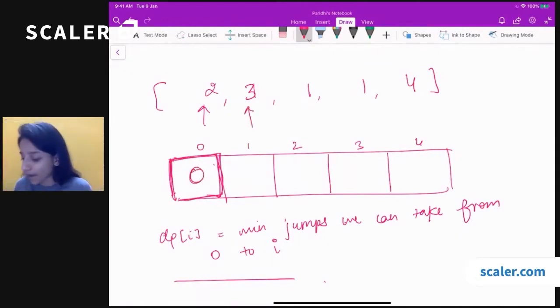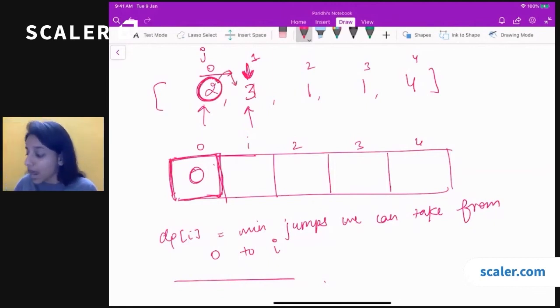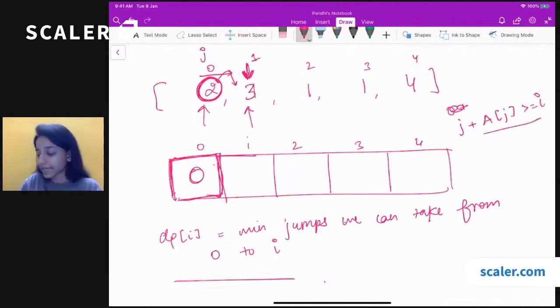Now if I am at index 1, to calculate the number of jumps to reach index 1, let's name the indices 0, 1, 2, 3, 4. If I want to go to index 1, then I have to start from 0 till i minus 1. Let's start j from here. I will check whether from this position I can go to this position or not. How to check that? We will check whether j plus A of j is greater than or equal to i. If so, we can move from index j to index i.